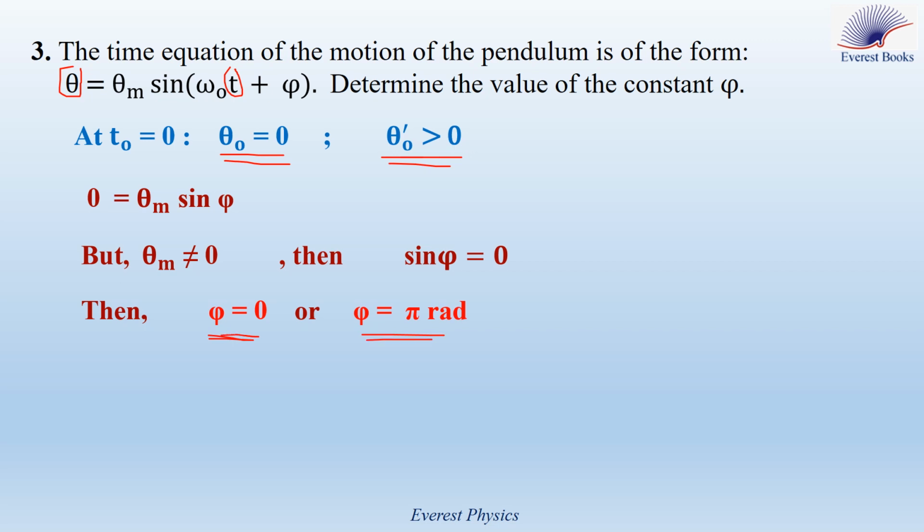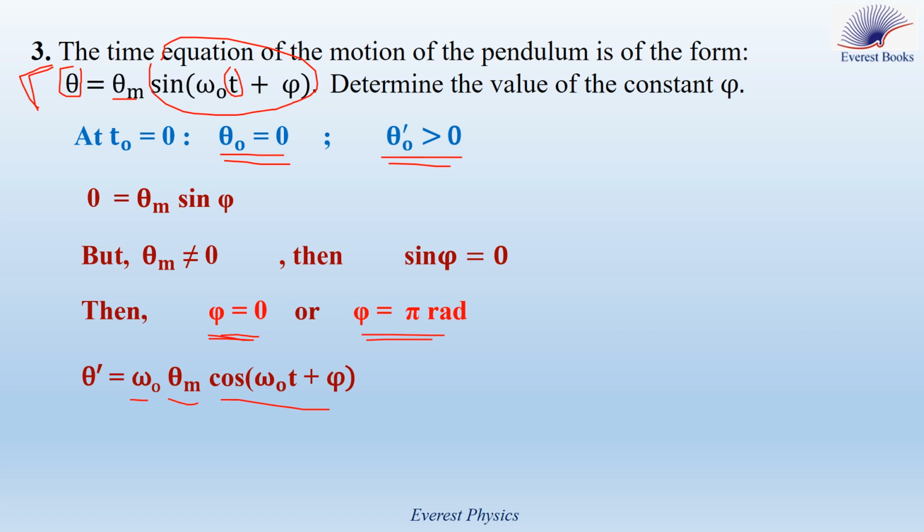Let's move to the expression of the angular velocity of the pendulum. So we will differentiate this expression with respect to time. The derivative of theta with respect to time is equal to the constant theta m multiplied by the derivative of sine omega 0 t plus phi. The derivative of sine omega 0 t plus phi is equal to omega 0 cosine omega 0 t plus phi.